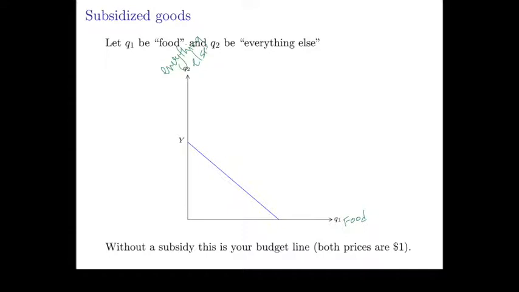So this is the money you spend on food, and this is the money you spend on everything else. The price of both goods is just 1. So if your income is Y dollars, you spend all your money on everything else, you get this bundle. If you spend all your money on food, you get this bundle. So without any subsidy, this is what your budget line looks like.